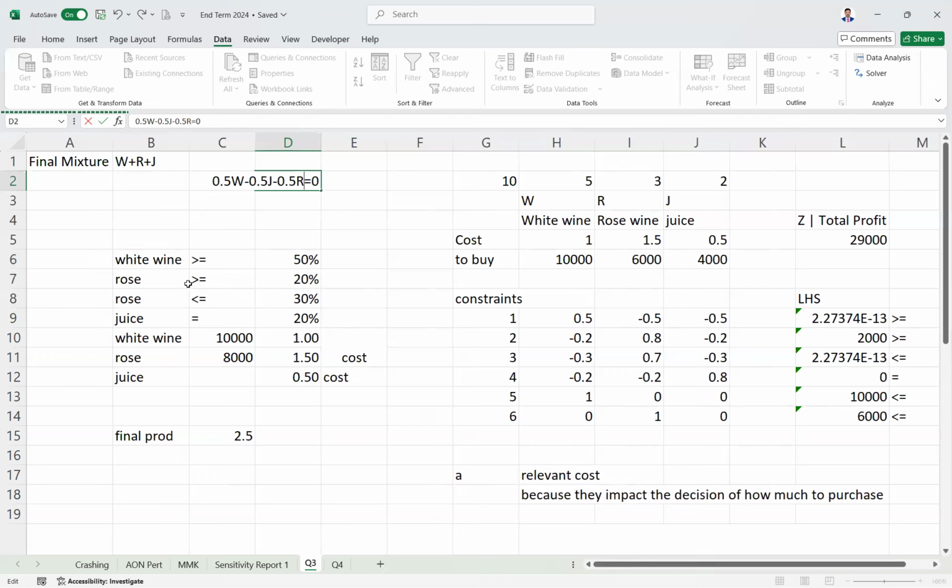Similarly for rose, how will you do it? Rose is greater than or equal to 20%. Rose divided by W plus R plus J is greater than or equal to 0.2. Now take this numerator to the right hand side and bring these terms to the other side. You will get minus 0.2 W plus 0.8 R minus 0.2 J.